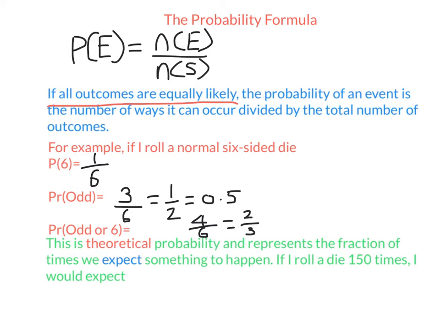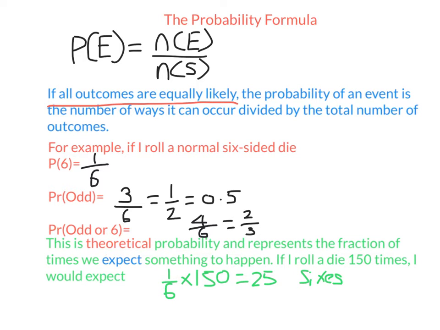So if I roll a die 150 times, I would expect that I would get 1/6 of those 150 rolls, which is equal to 25. I expect I would get that number of 6s. If I roll a die 150 times, I would expect to get 25 6s. I would expect to roll a 6 on 25 occasions because that is 1/6 of the total number of rolls.